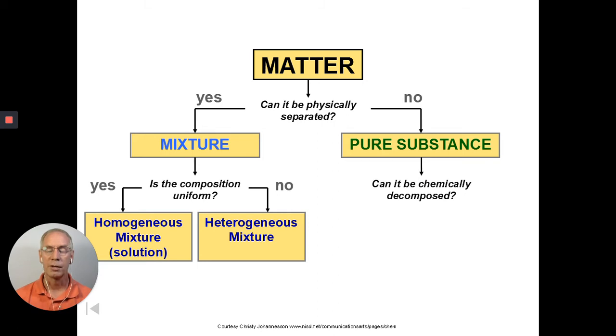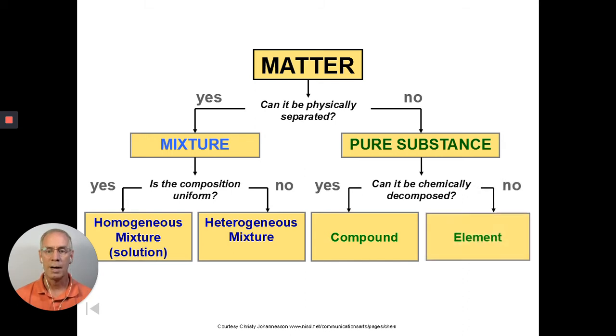If you have a pure substance, the question we want to ask is, can it chemically be decomposed? In other words, can you do a chemical reaction to break this down into something simpler? If the answer is yes, you can break it down, you are dealing with a compound. If the answer is no, you have an element. So that's pretty good so far, but we can even break it down a little bit further.